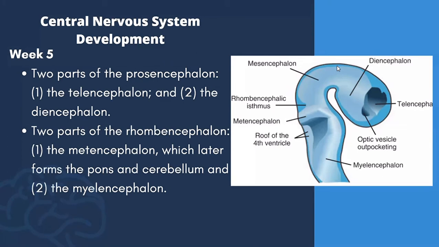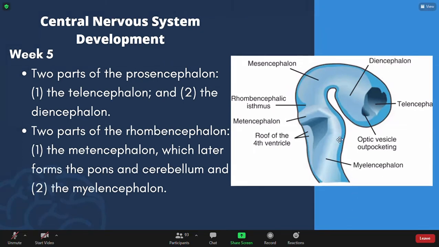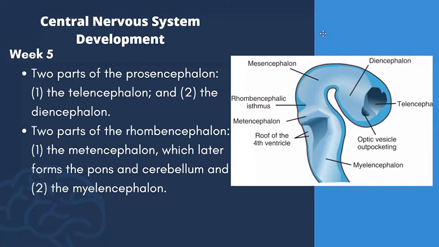Two parts of prosencephalon are the telencephalon and diencephalon. Two parts of the rhombencephalon are the metencephalon, which later forms the pons and cerebellum, and the myelencephalon.